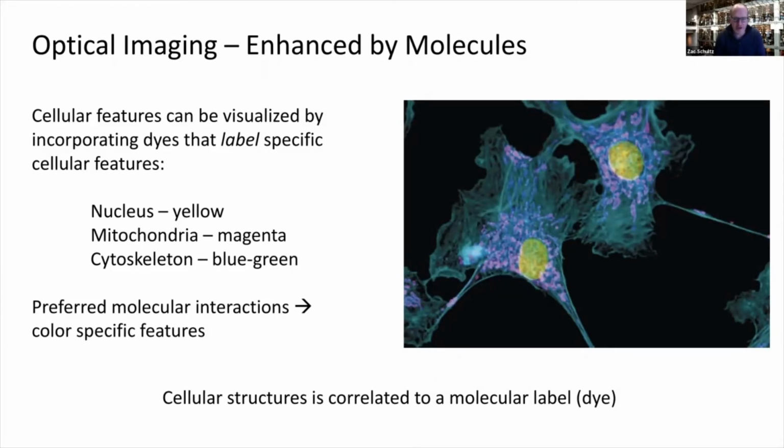So preferred interactions between those molecules and those structures give us that color, but we're not seeing the whole picture around it. The idea is that the molecules that make up the cellular structures could also give us this information. So is there a way to do this without a molecular label or dye? Can we develop a label-free method of looking at biochemical molecules?